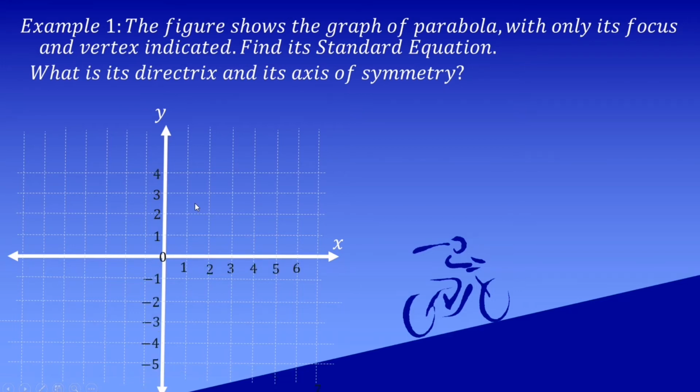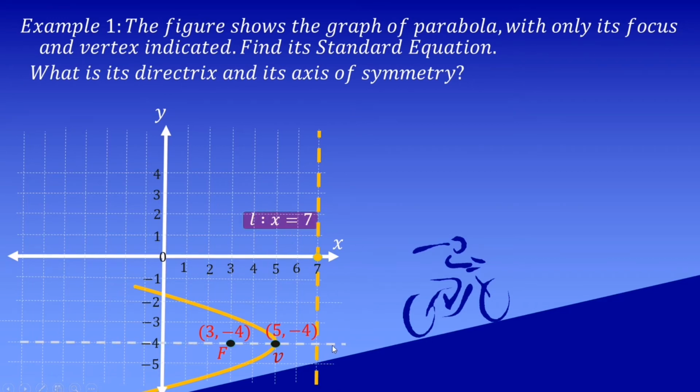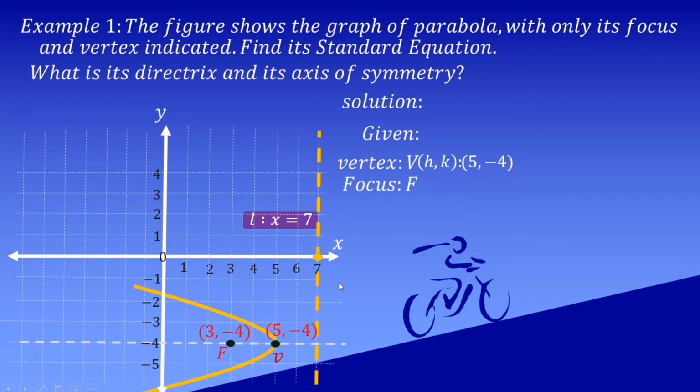Okay, this figure shows the graph of a parabola, given the vertex and the focus. We also have the line x is equal to 7. Then we are asking for the standard equation of the parabola. So here's the solution. Given, the vertex is the point (5, -4) and the focus is the point (3, -4).